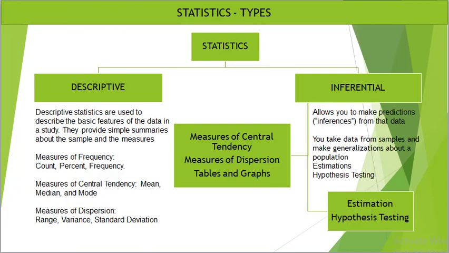Other terms are variance and standard deviation. Variance and standard deviation are almost the same. So what is this variance or standard deviation? It means, relative to its central point, which is the mean, how much variance or deviation the data has. So that is variance and standard deviation.